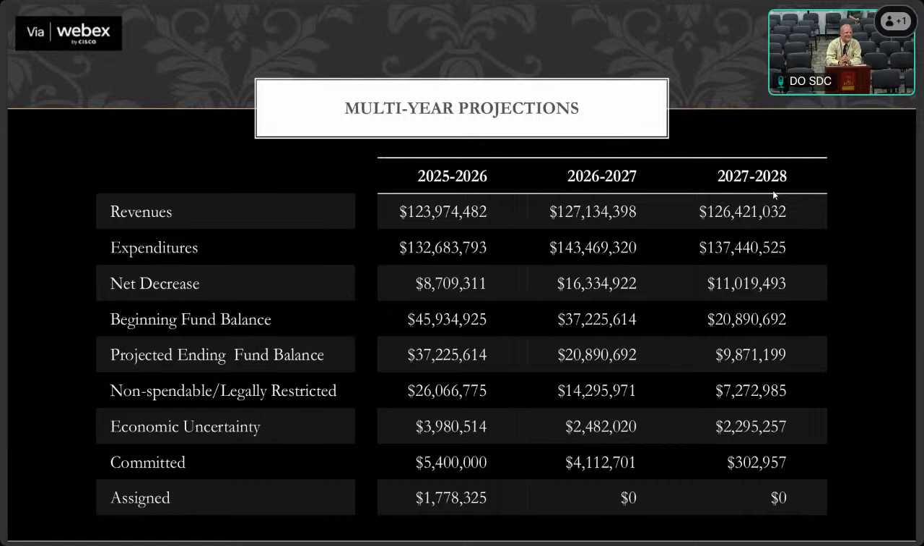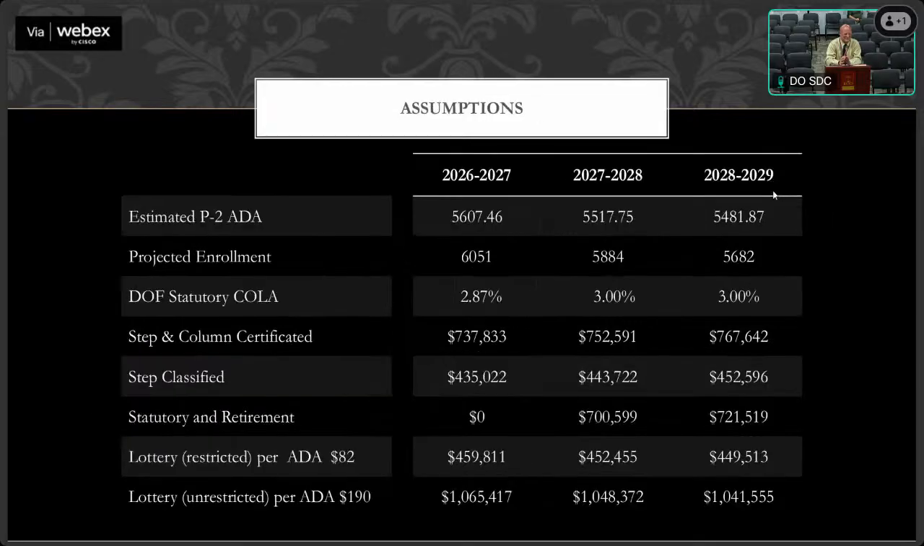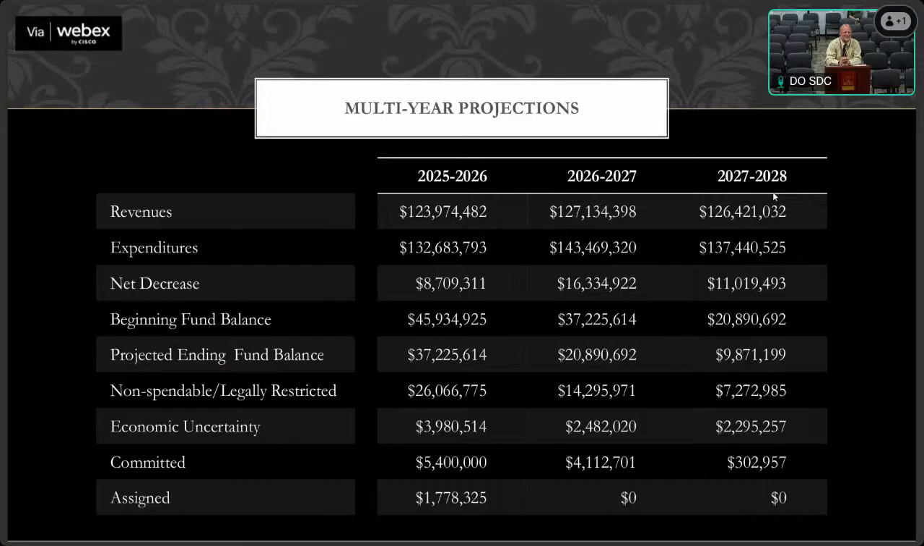I want to make sure it's clear on the multi-year projections. This is the next year's budget, so it should be 26, 27, 27, 28, 28, 29. And also clear to anyone in the audience or in the community who may be looking at the budget.